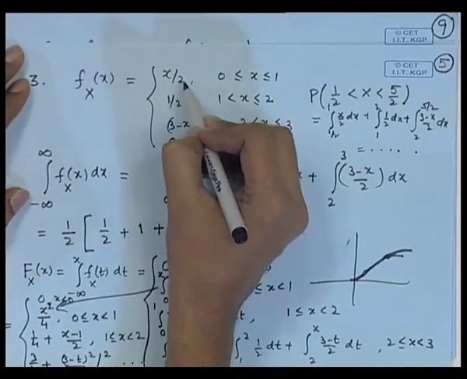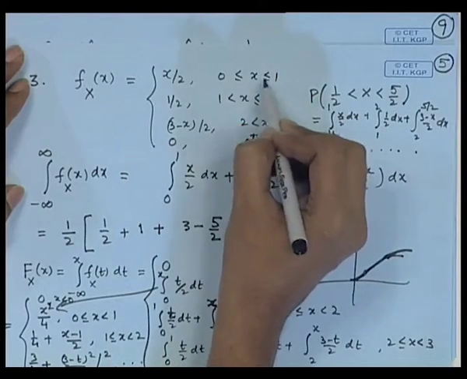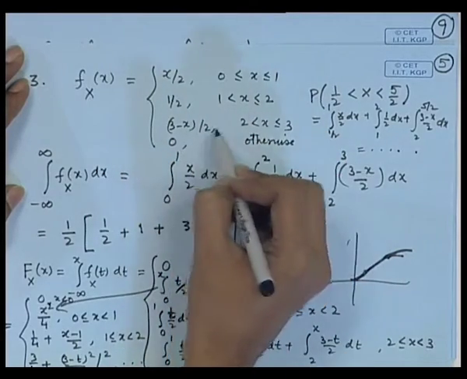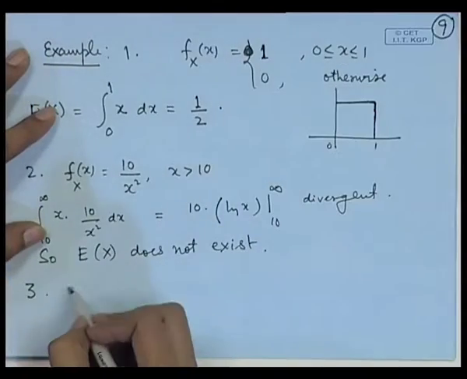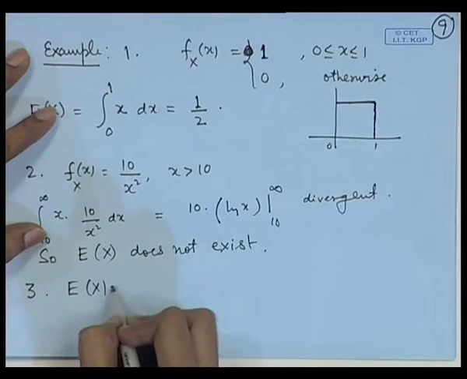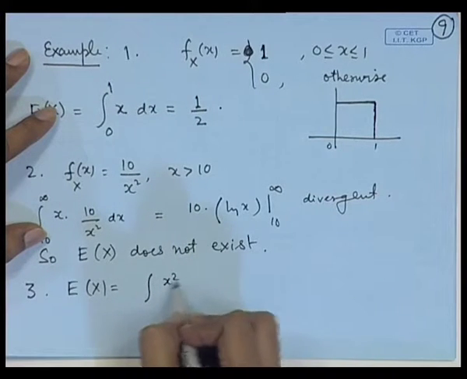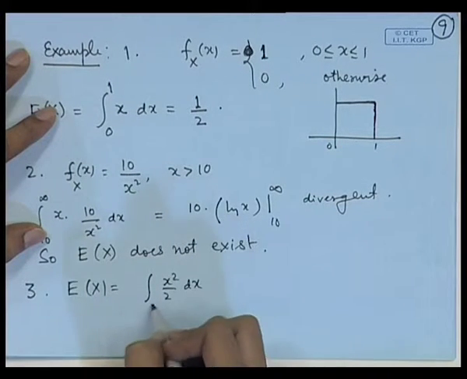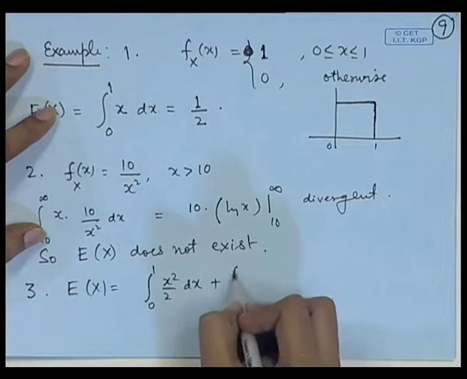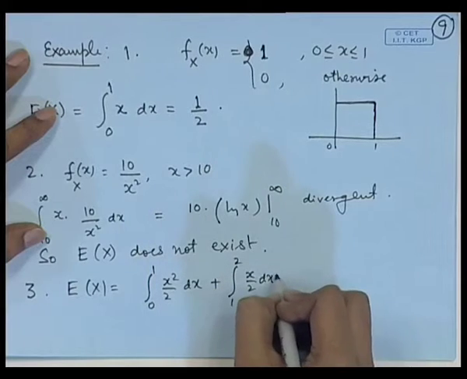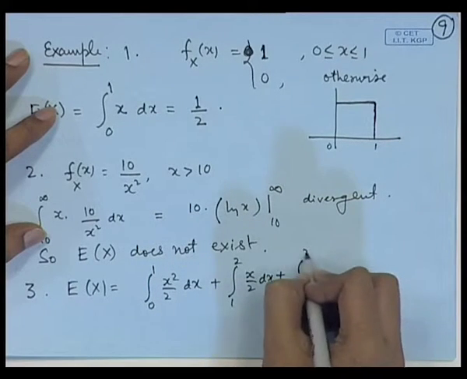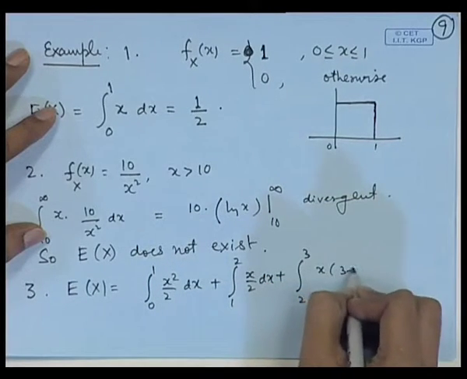f(x) is equal to x by 2 for 0 to 1, it is half for 1 to 2, and 3 minus x by 2 for 2 to 3. For this example, expectation of x will become equal to integral x square by 2 dx plus integral x by 2 dx for 1 to 2 plus integral 2 to 3 x into (3 minus x) by 2.